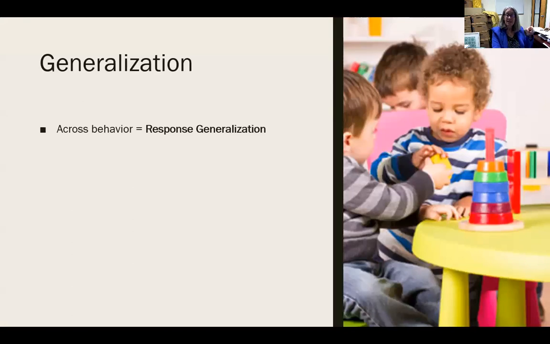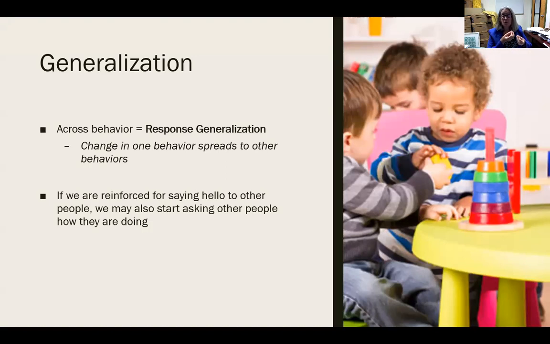Generalization across behaviors, that's response generalization. So this is when a change in one behavior that you learn by it being reinforced or punished spreads to other behaviors. So let's do a reinforcement example. If we're reinforced for saying hello to other people, we might start asking people how they're doing too. So hello, you go, oh, good, look at you for being friendly. And the next person comes along, hello, how are you doing today? So you can see our response generalizes not just from saying hello, but to actually starting to engage in a conversation.